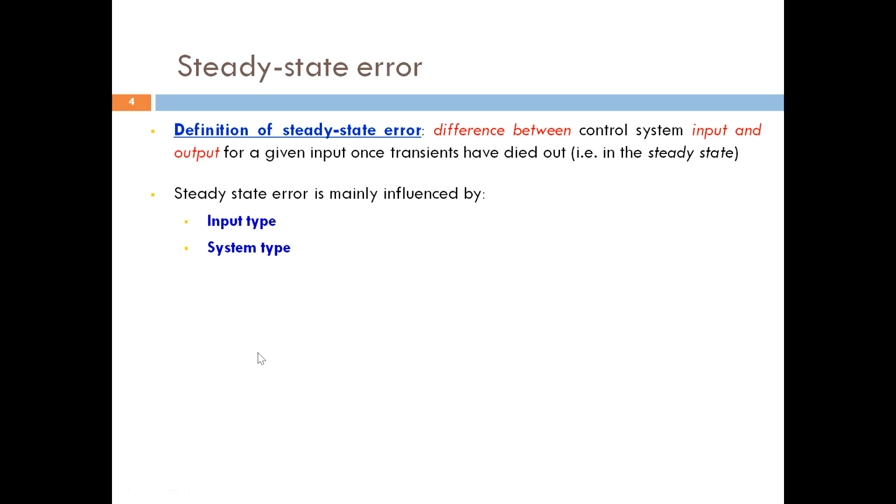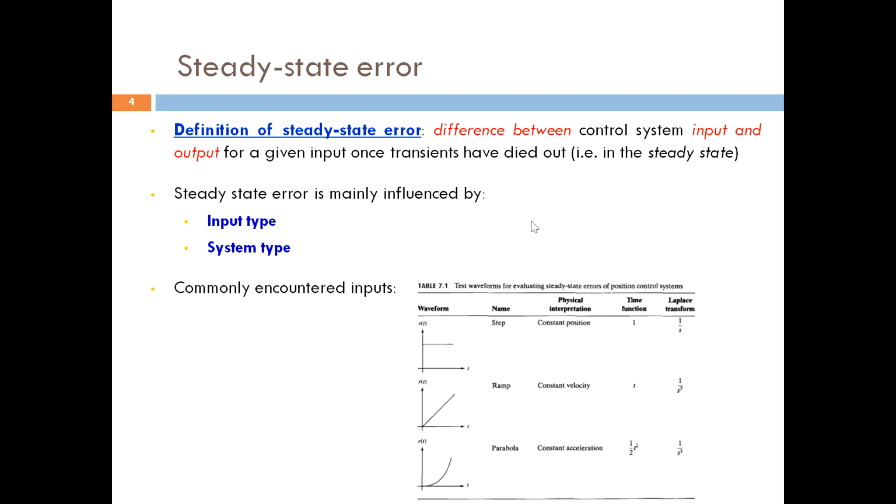So in analyzing the steady state characteristics of a system, we are going to focus on three main types of inputs. Obviously, these are not the only ones, but we focus on this for the purpose of our discussion. And these are a step function, a ramp function, and a parabolic function.